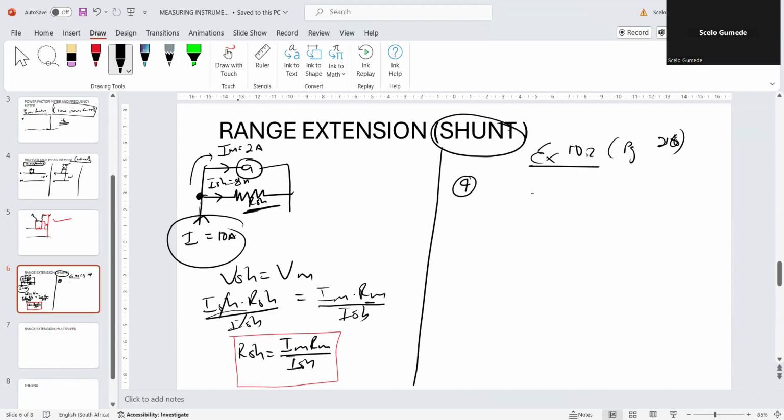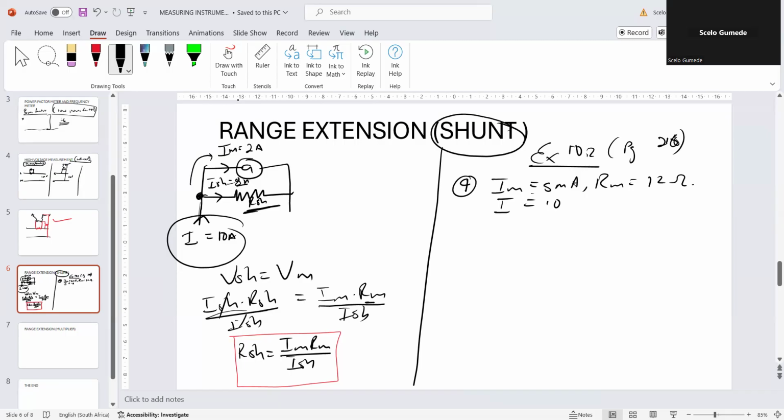Now, what's going to happen now? A moving coil instrument with a 5 milliamps deflection, so deflection IM, 5 milliamperes, has a coil resistance, which is the resistance of the meter, 12 ohms. Calculate the value of the shunt resistor to give full-scale deflection of 10, which means the current we are trying to measure is 10. Right, now, let's go back to this formula, the I shunt.